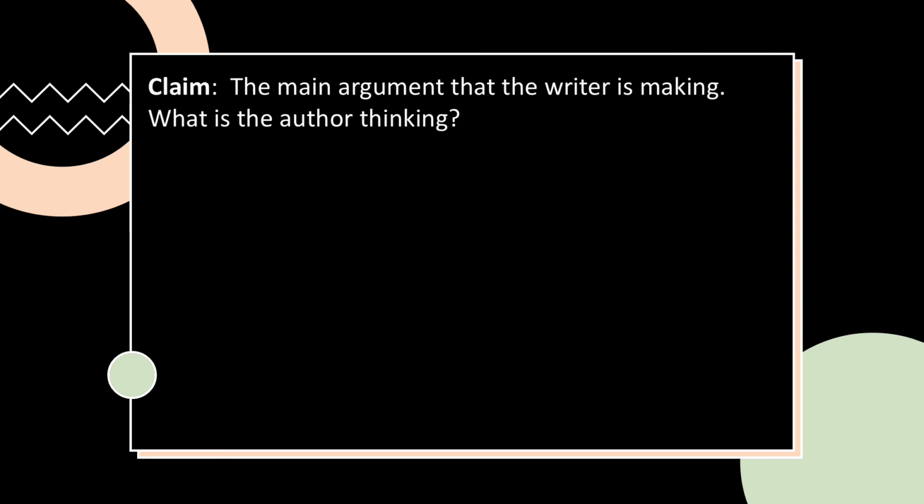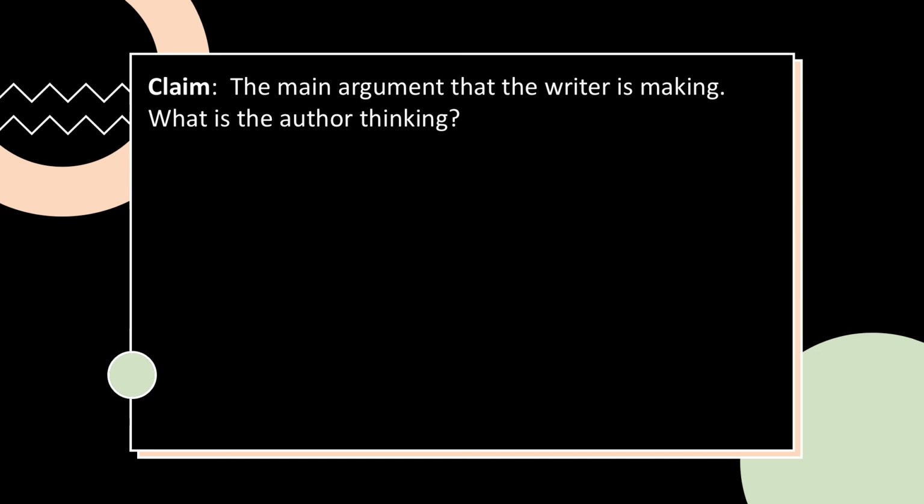Now, there's some things you need to know about argumentative text. Some vocabulary, if you will. The first thing is the claim. The claim is the main argument that the writer is making. So what is the author thinking? Are they for or against whatever the topic is?